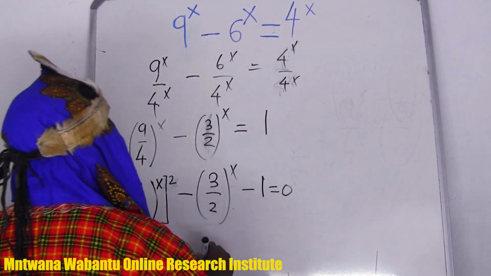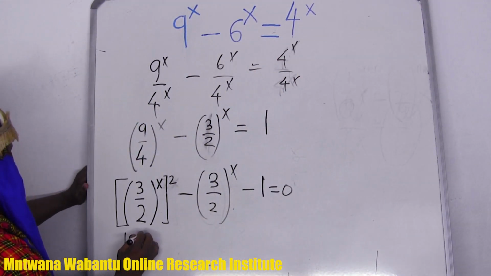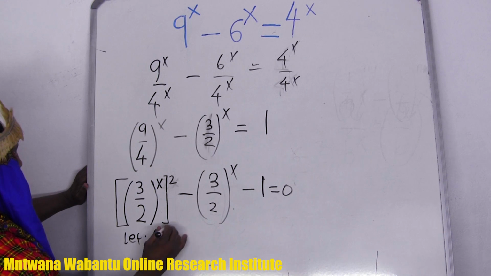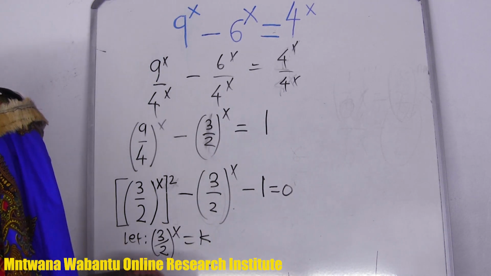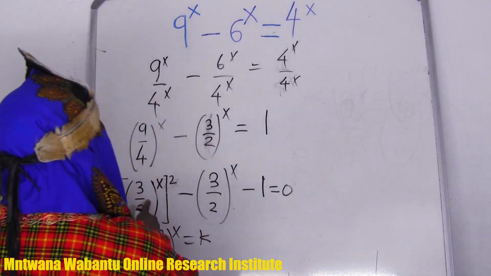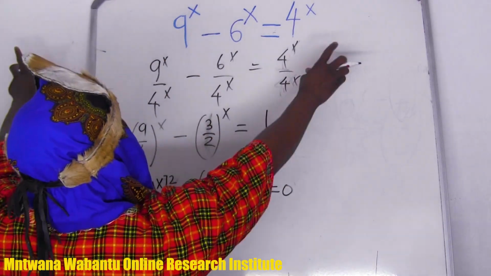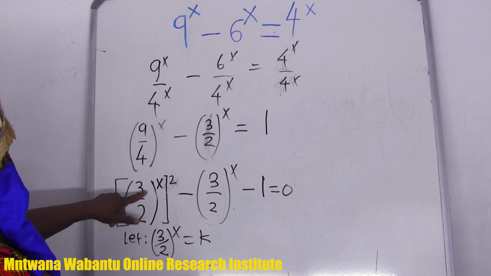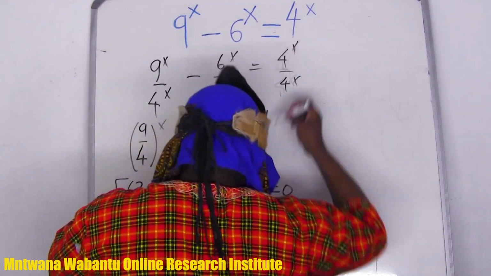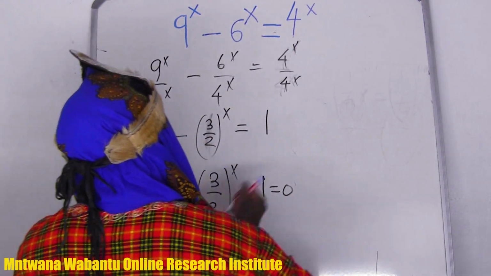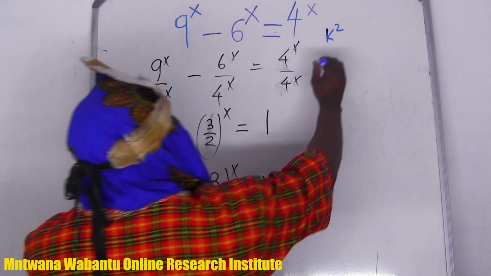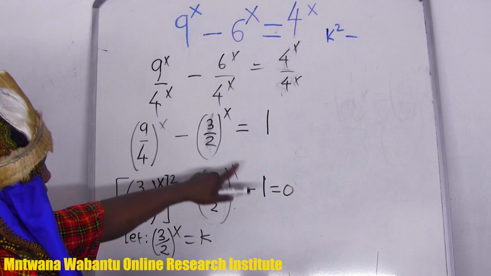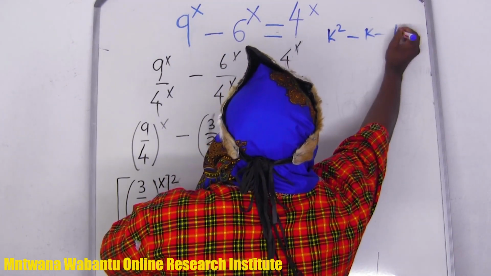So what I'm going to do, let (3/2)^x equal k. Some people use m, but for me I just let it be k. Then I can erase here because I want some space. Then I'm going to have k squared, because all this is k squared, minus k minus 1 equal to 0.